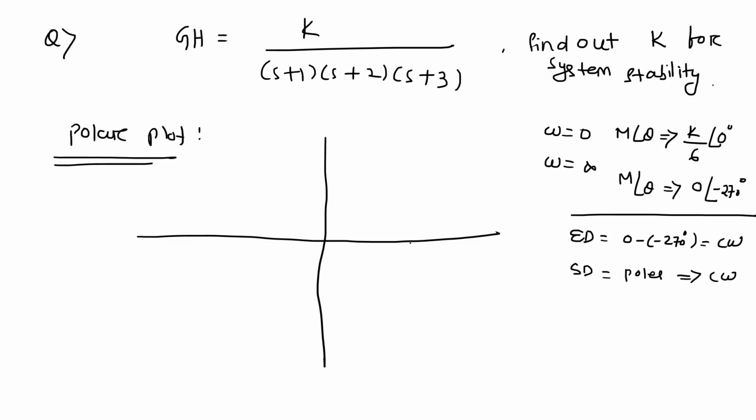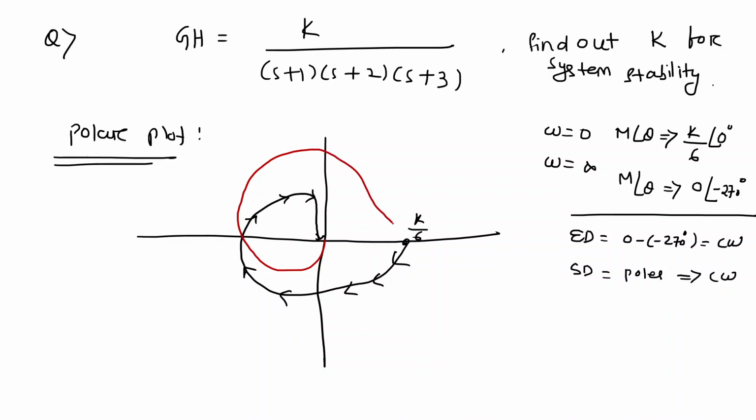Now you do the polar plot of this. Start from K by 6. Move in the clockwise direction and reach 0 by making a minus 270 angle. This direction is for your understanding. Then make a mirror image of that. It will cross something like that and reach this point. This is the point.